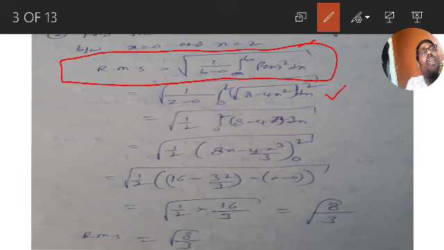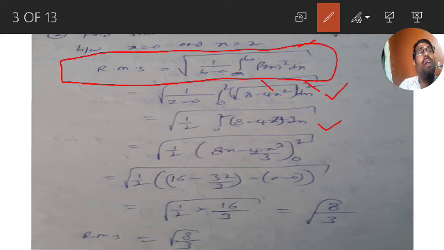Substitute, what will we get? It is square root of 1 by 2 minus 0 integration 0 to 2 square root of 8 minus 4x square whole square dx. Square root and square cancel. So what will we get? Square root of 1 by 2 integration 0 to 2 8 minus 4x square dx. Now we have to do the integration. 8 is a constant outside, integration of dx is x, so it is 8x minus 4 constant outside, integration of x square.